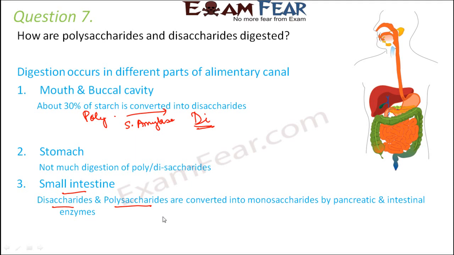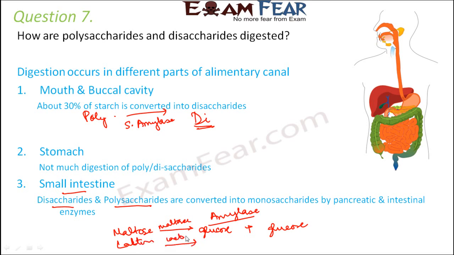So the polysaccharides get converted to disaccharides here also in the presence of the enzyme amylase, and the disaccharides get converted into monosaccharides in the presence of the intestinal enzymes like lactase, maltase and sucrase. So maltose gets converted in the presence of maltase into glucose and glucose. Similarly, lactose gets converted in the presence of lactase into glucose and galactose.